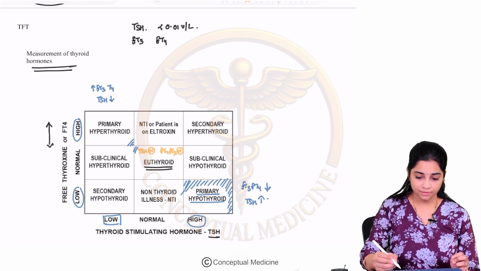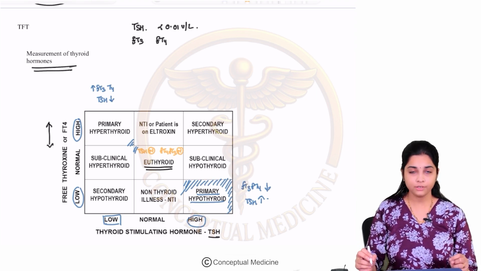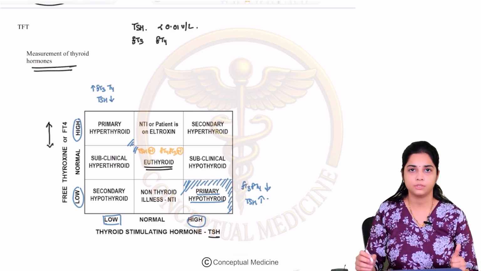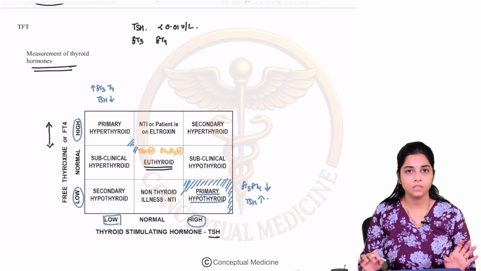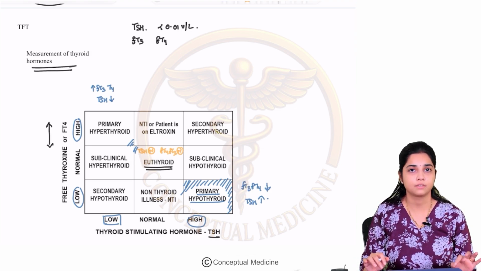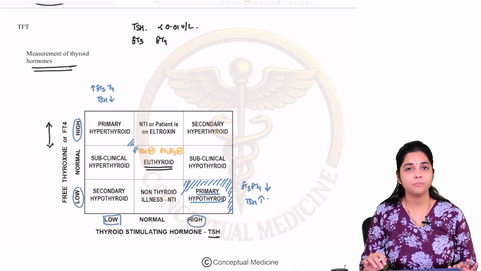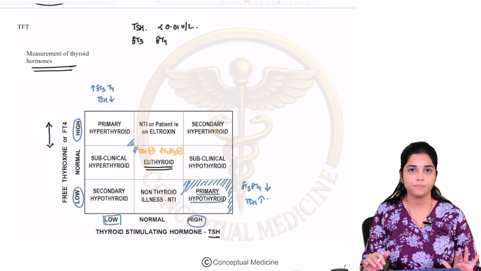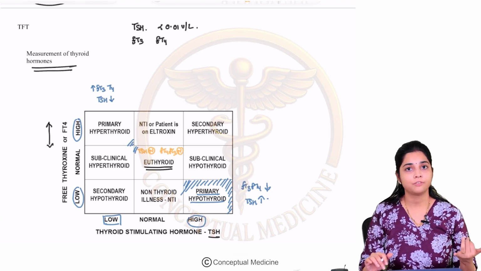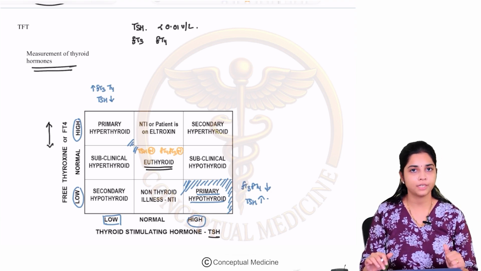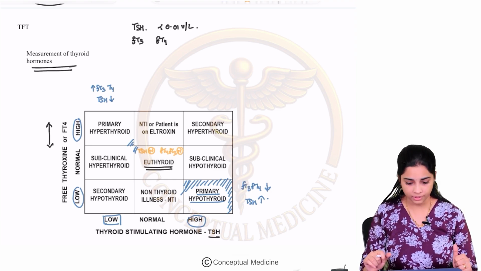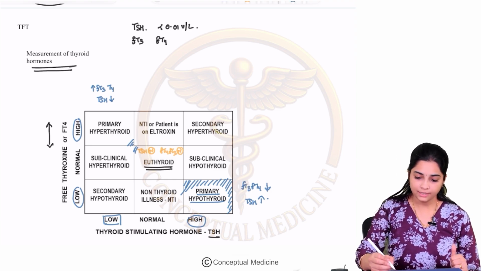Okay, so now we have understood about your primary hypothyroid, primary hyperthyroid and euthyroid. Till here we are clear? There should be no confusion with this. So, in your primary hypo, FT3, FT4 low, TSH high. Primary hyper, FT3, FT4 high, TSH low. Euthyroid, everything is normal. Okay. Now, let us look at these conditions.